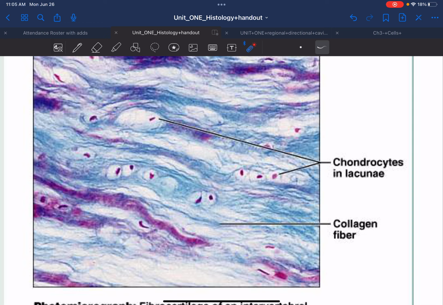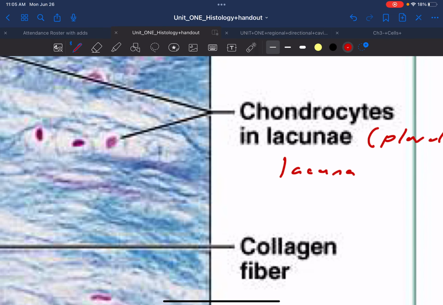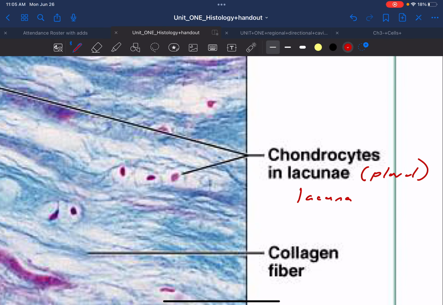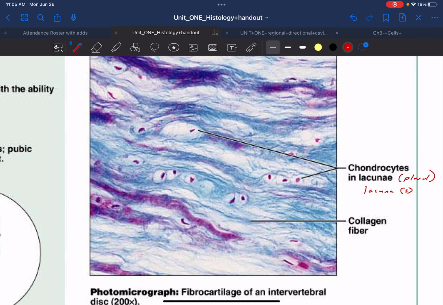And lacuna, this is plural. Right now the way you're seeing it is plural. And singular would be with just an A. Lacuna. Without the E. Singular. And all it is, it's a little cavity that the cell resides in. Because fibrocytes, you'll notice that they were just out in the open and they're just secreting their substances in their matrix. But these chondrocytes, they're actually trapped inside of these little lacuna.